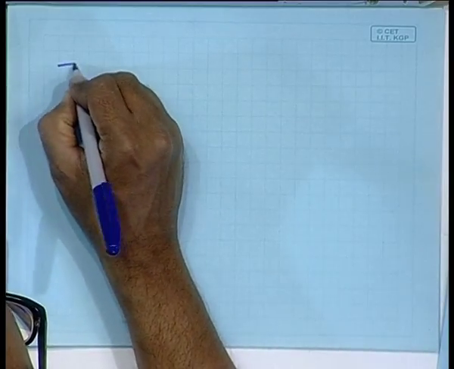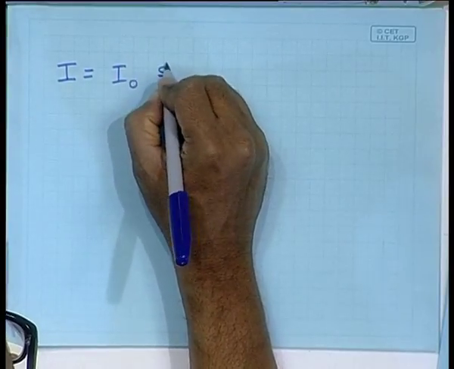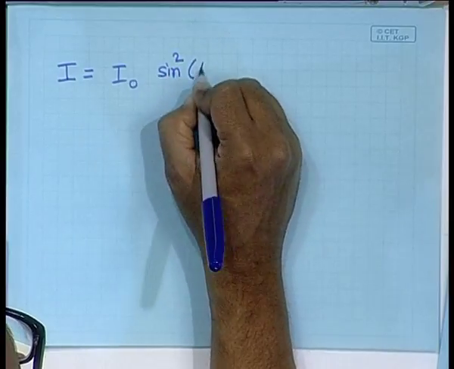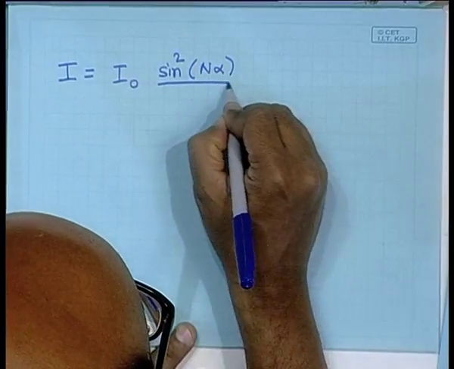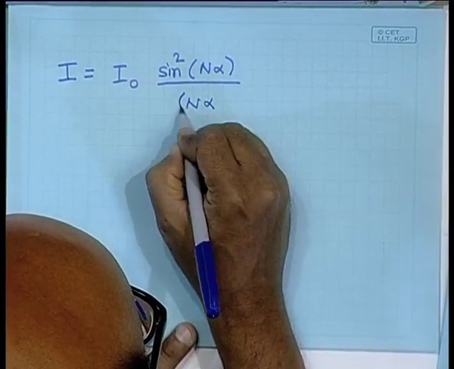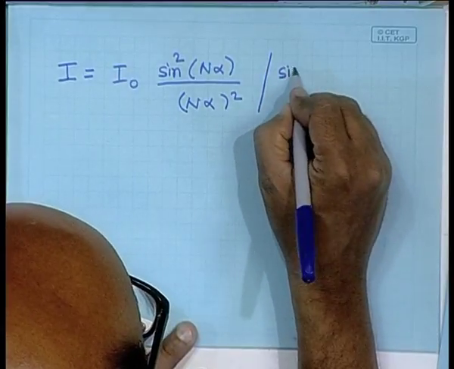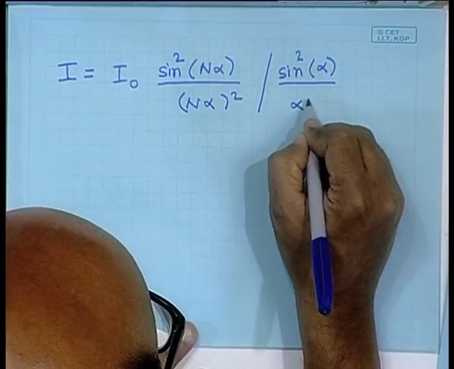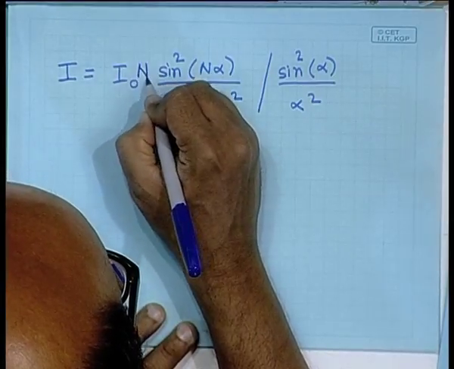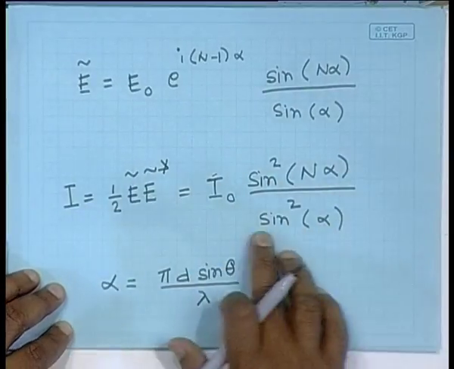So, I can write this, let me do it a little elaborately for you. I can write it as I naught sine square n alpha divided by n alpha square, this divided by sine square alpha divided by alpha square. I have to put a factor of n square here. So, this it should be clear is the same as this expression for the intensity.